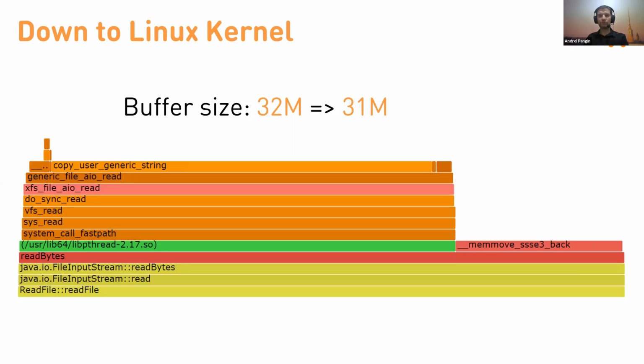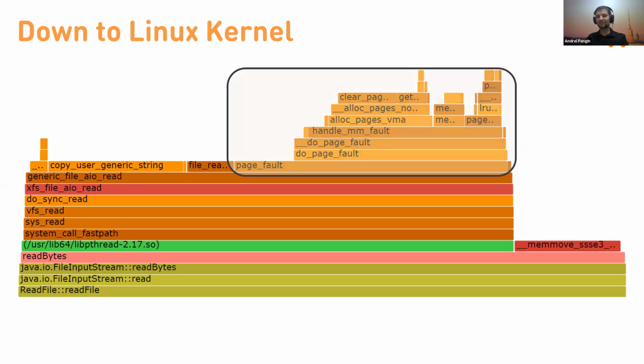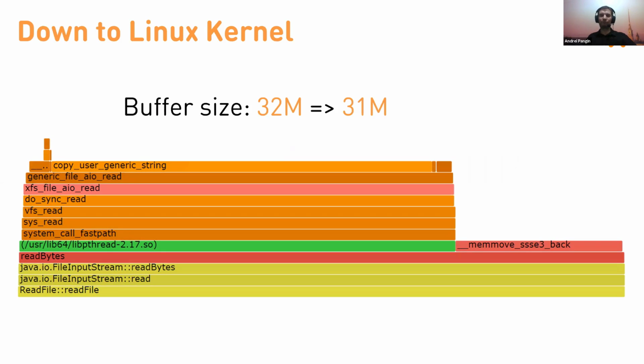And once I reduced the buffer just by 1 megabyte, all this page fault part completely disappeared from the graph, and the performance became better, the throughput increased. And the reason was that the standard system allocator had a threshold of 32 megabytes.